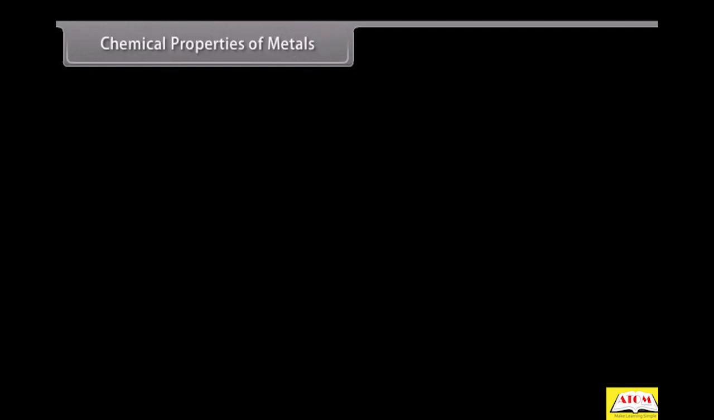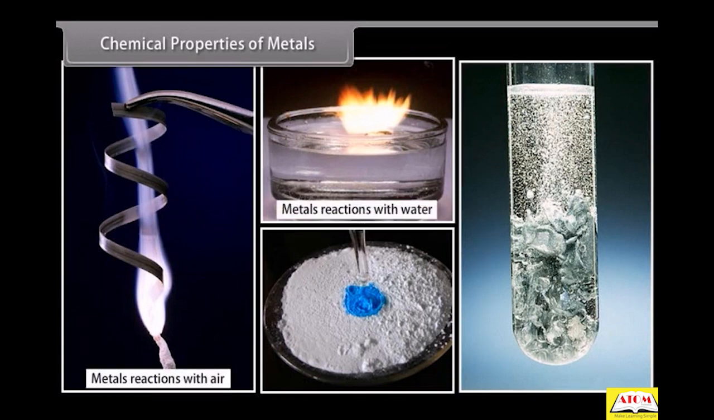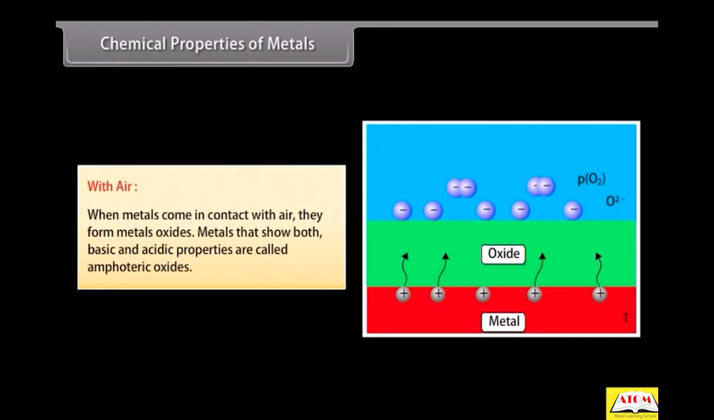Chemical properties of metals. Let us look at some chemical properties of metals. These properties include reactions of metals with other elements, that is, air, water, acids, and other metal salts. With air. When metals come in contact with air, they form metal oxides. There are some metals that show both basic and acidic properties. Such metal oxides are called amphoteric oxides.